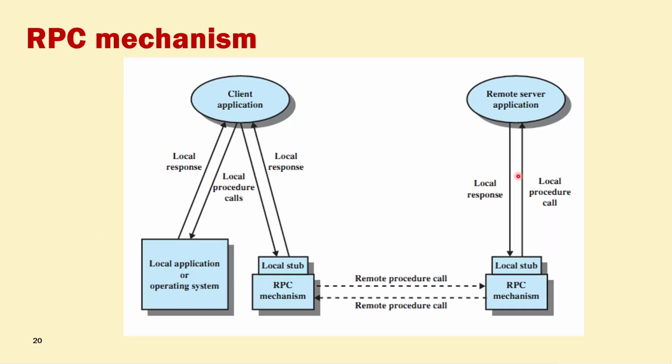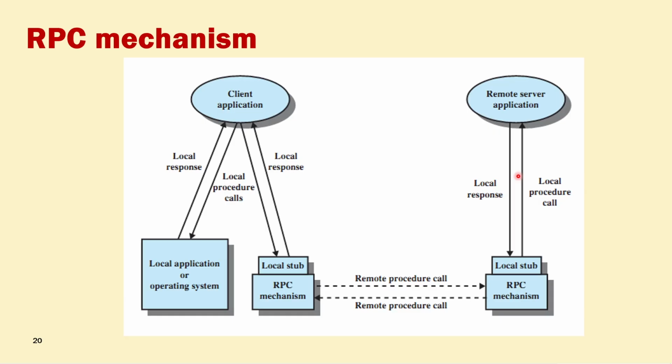So, the local application or operating system is accessing the client application running in the local machine, and it has the local stub, and it uses the RPC mechanism which does the marshalling, and it sends the remote procedure call request. Again the RPC mechanism on the server side will run the remote server application, and this procedure call is executed and it will get the result as a local response, and this local response will be accepted by the local stub in the server.